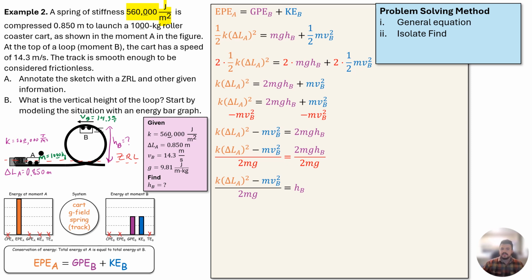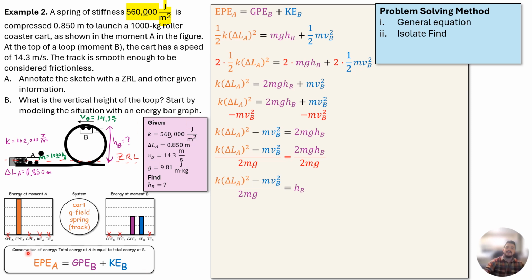But now I pause, I reflect, I say, yay, I did it. The thing I'm trying to find, H, is by itself on one side of the equal sign. I look at the other side of the equal sign, and it's a kind of messy algebra expression, but K, delta L at moment A, M, V at moment B, and G are all in my givens list. So ta-da, I did it. I found the thing I'm trying to find based on the things that are in my givens list.